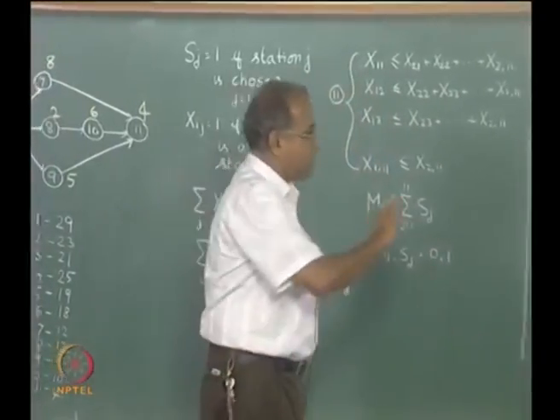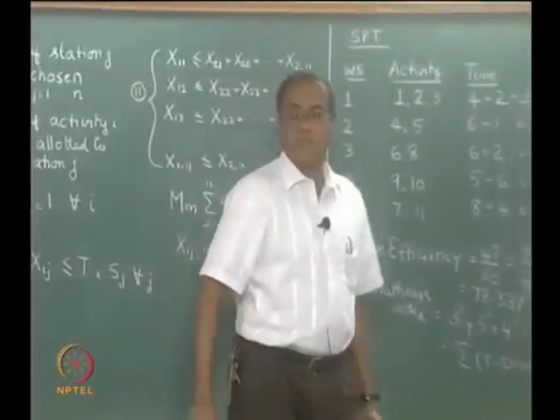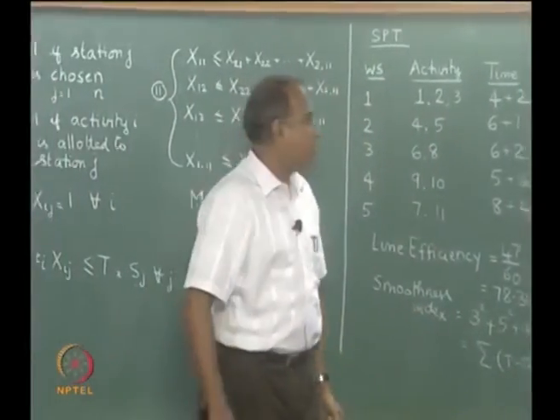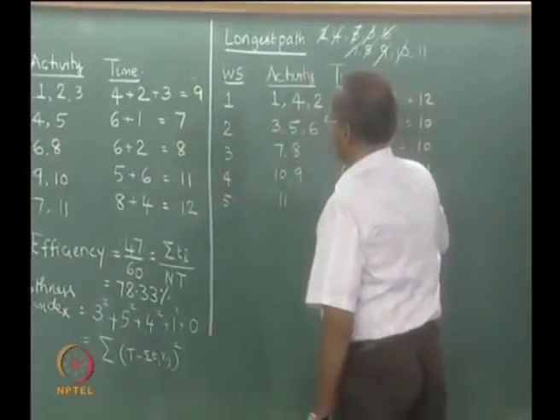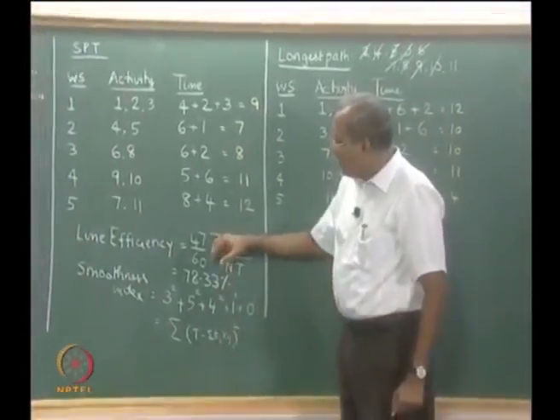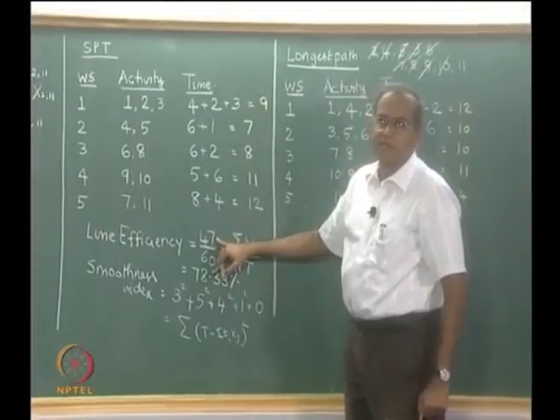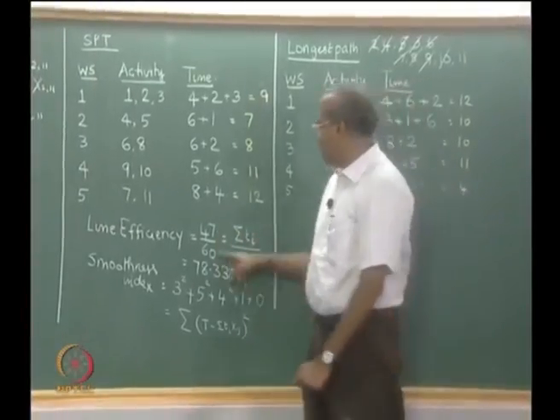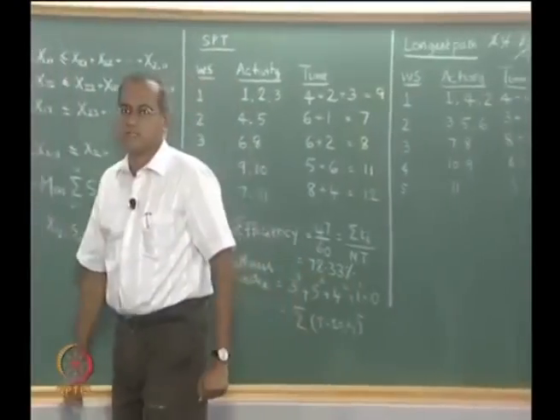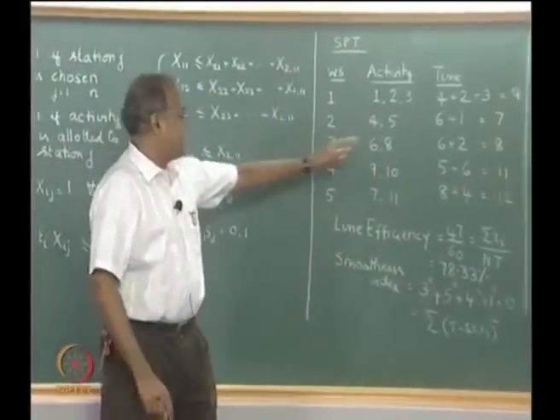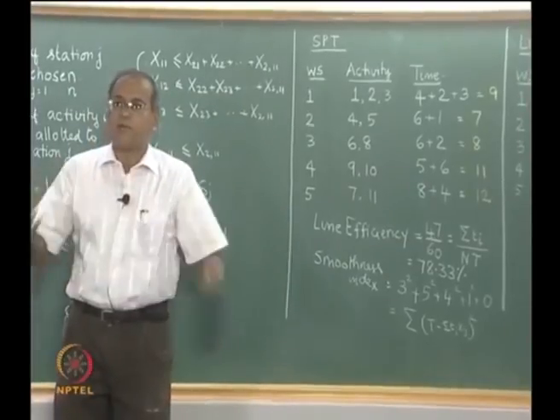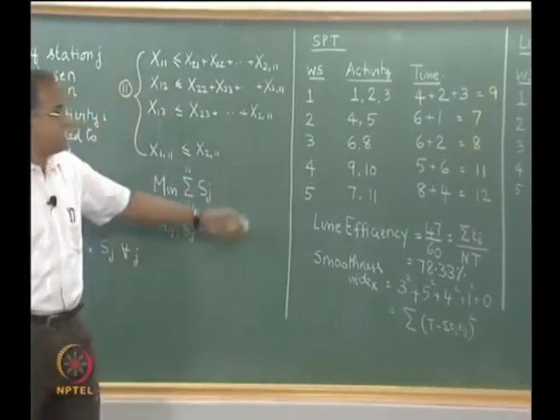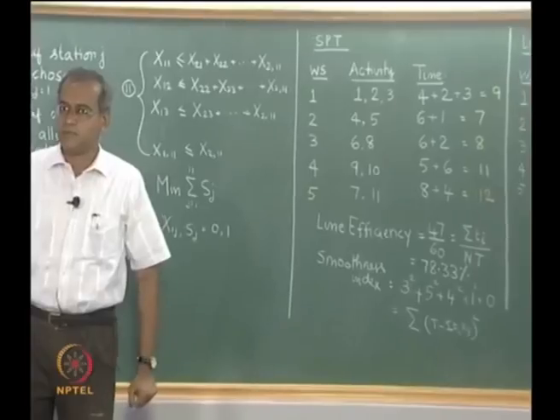Now we can actually do another thing here, which is this. Now the next effort can be in both these solutions. We have a total of 47 time units for allocation, and by choosing 5 workstations and having a maximum time of 12, we have 60 time units available. So the line efficiency was 47 by 60.